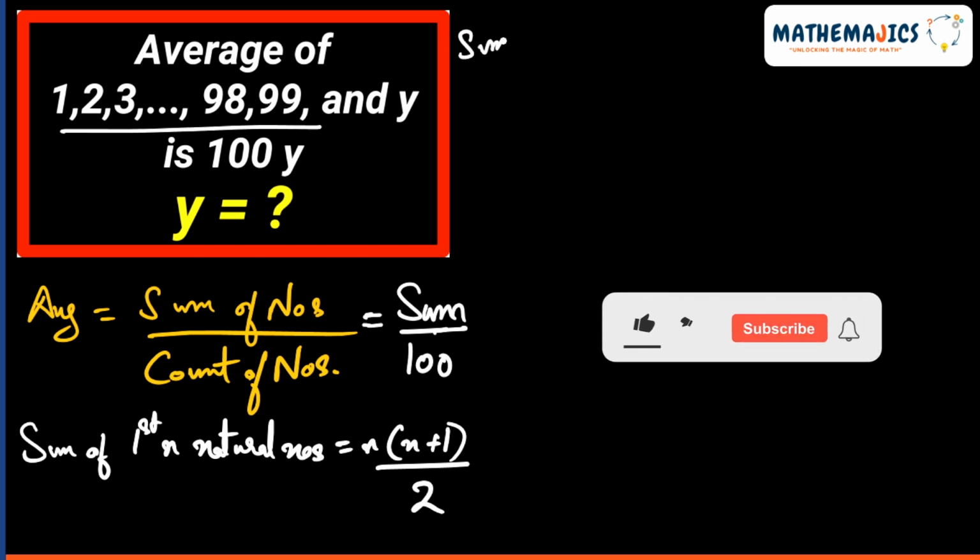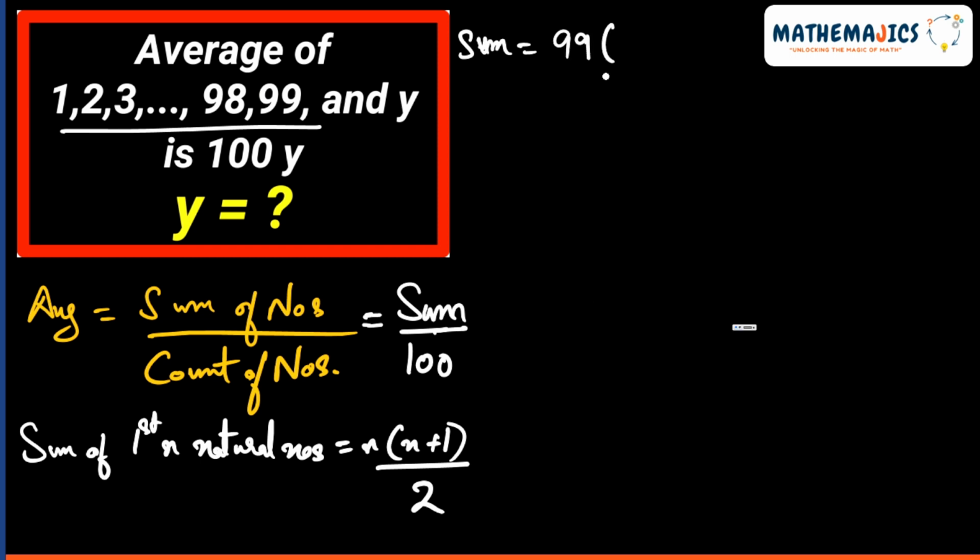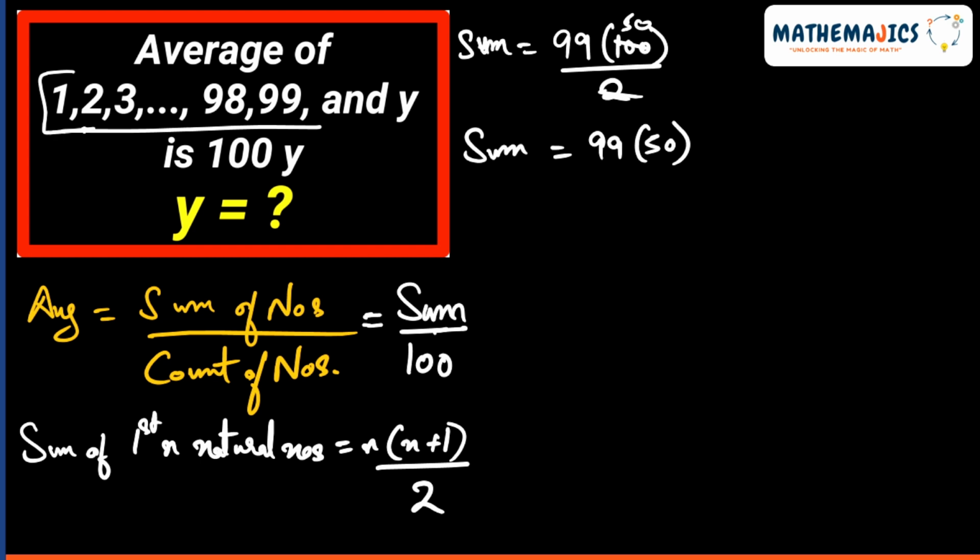So sum will be, n is 99. That means 99 into n plus 1, that is 99 plus 1 is 100, upon 2. Correct? If I solve this, I will get 50 over here and I'll be leaving the sum as it is, 99 times 50. Okay. Now this is the sum of first 99 numbers, but we have y as well. So sum will be 99 into 50 plus y.